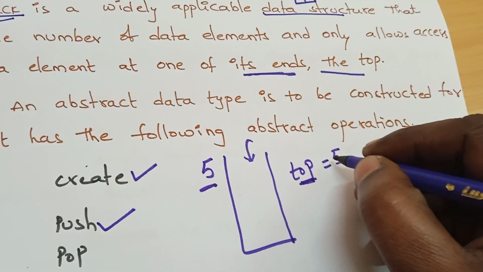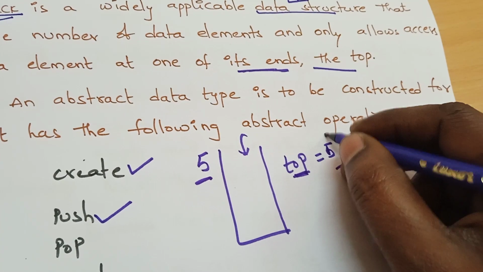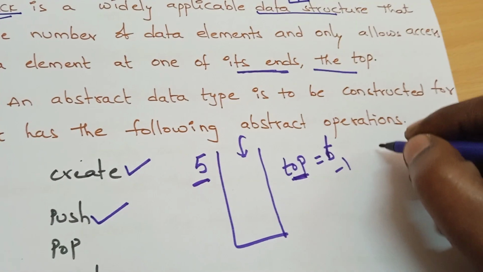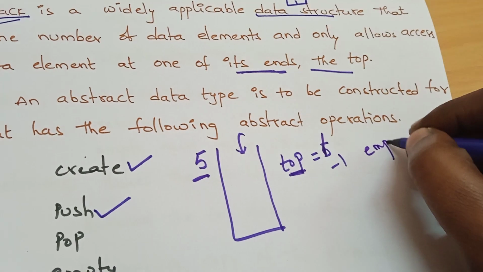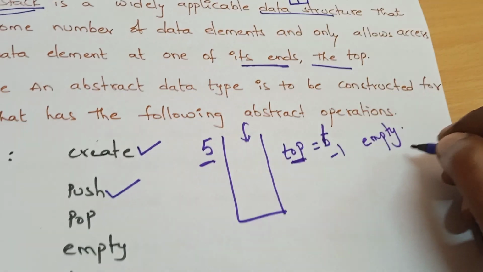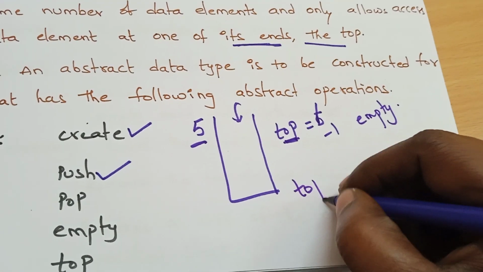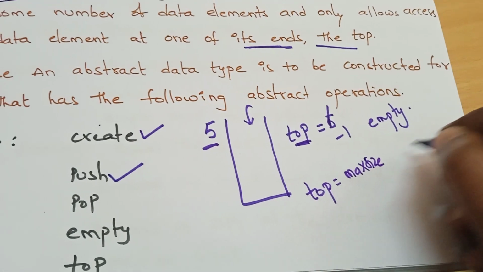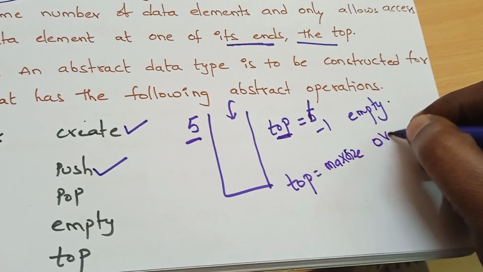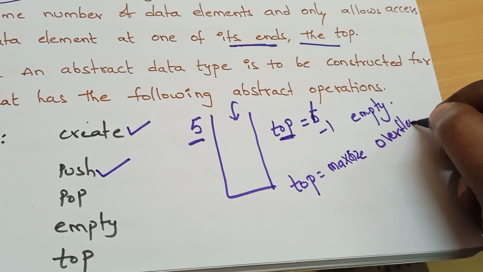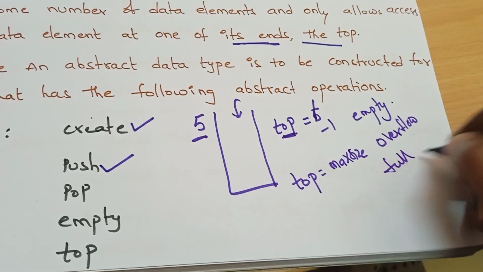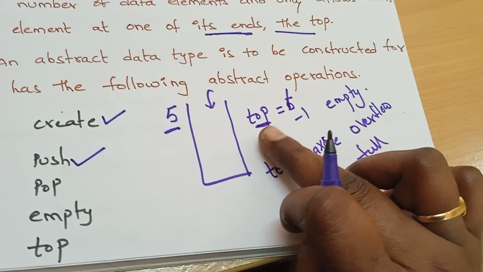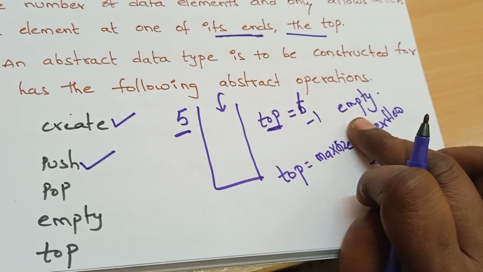Now assume that top is equal to minus 1. It means the stack is empty. When the top value is minus 1, the stack is empty. When the top value is the maximum size, the stack is in overflow, or the stack is full. When top is equal to maximum size, the stack is full. When top is equal to minus 1, the stack is empty.